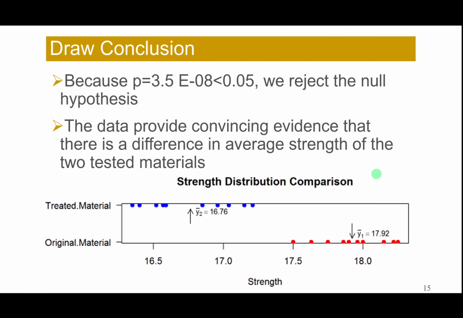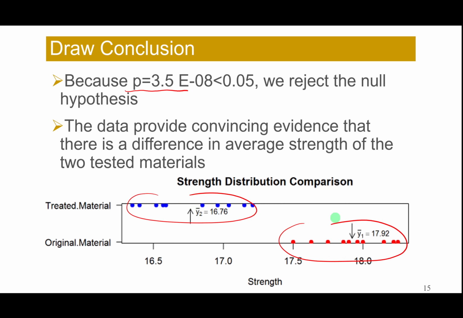Now we can draw the conclusion. Because p equals 3.5 times 10 to the negative 8th, which is much smaller than 0.05, we reject the null hypothesis and conclude that the data provide convincing evidence that there is a difference in average strength of the two tested materials. Specific to this problem, if the average strength is different, we can also conclude that the tested material strength is less than the original one.